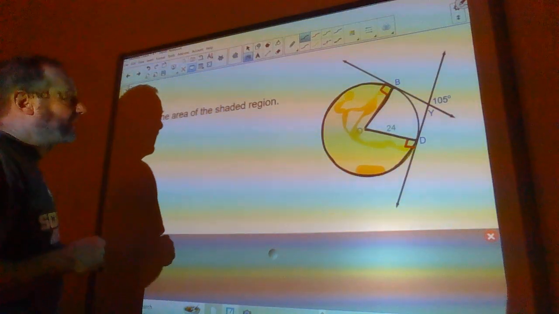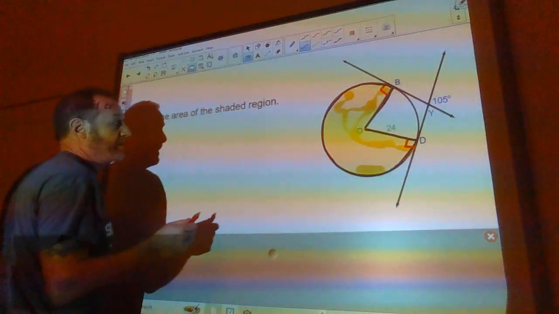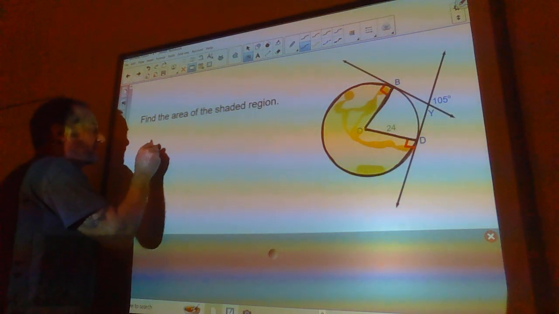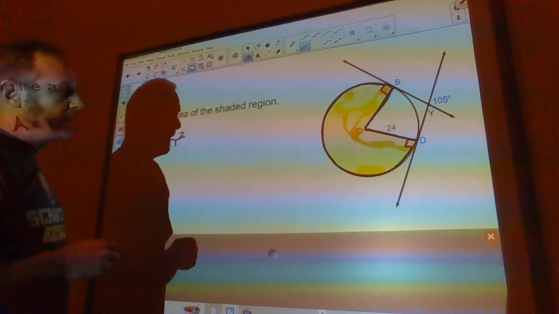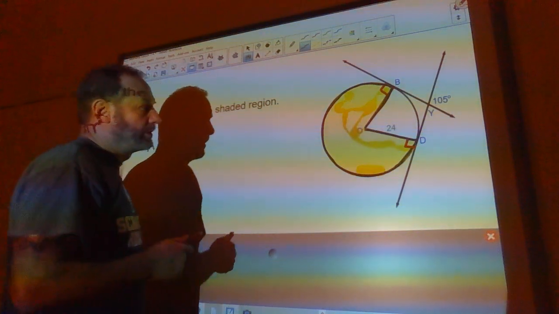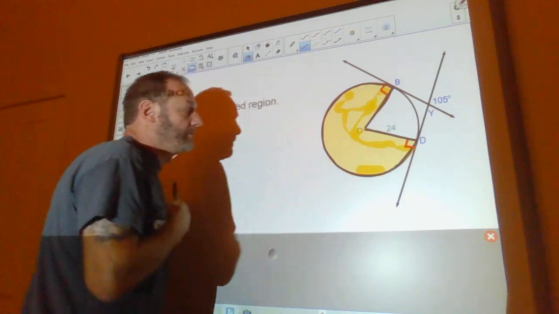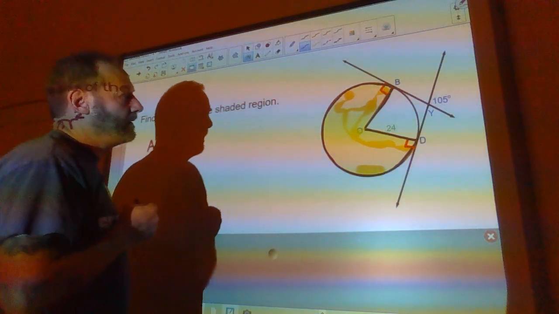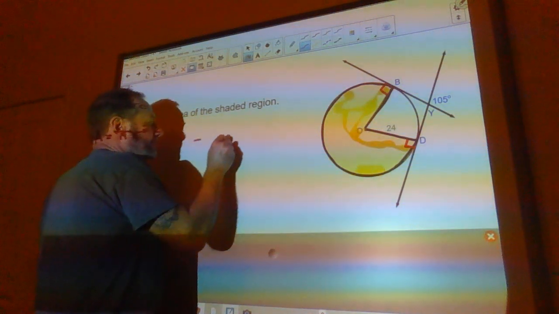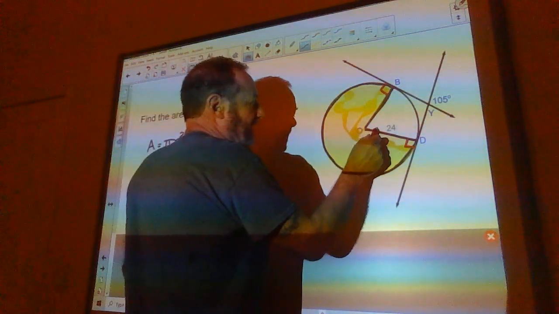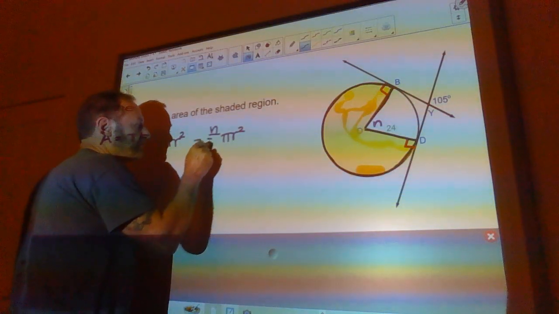Okay, so I've got to find the area of the shaded region. I'm going to start with the area of the whole circle. Area is pi times the radius squared. And I need to subtract out the area of this sector right here. That's pi times the radius squared, but it's going to be a fraction of it. I need to know this angle n right here, so that's going to be n out of 360.